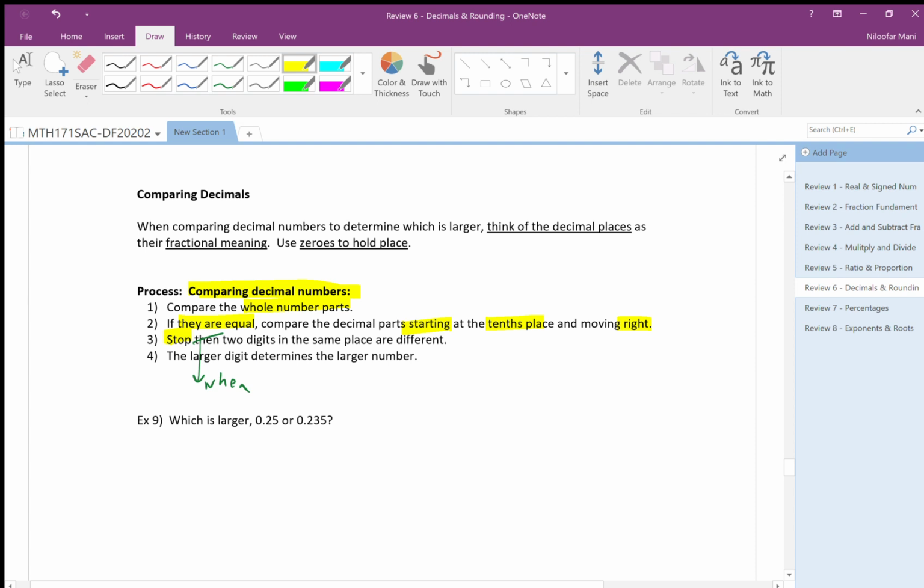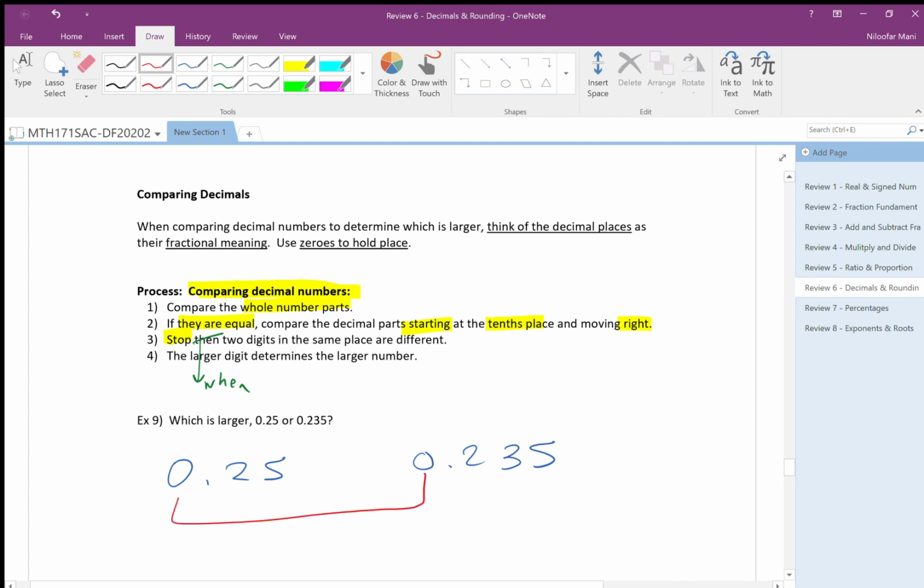So it means you have to compare place value by place value. You compare tenth with tenth, hundredth with hundredth, thousandth with thousandth. How about here? Which one is larger, 0.25 or 0.235? You compare the whole number parts first.